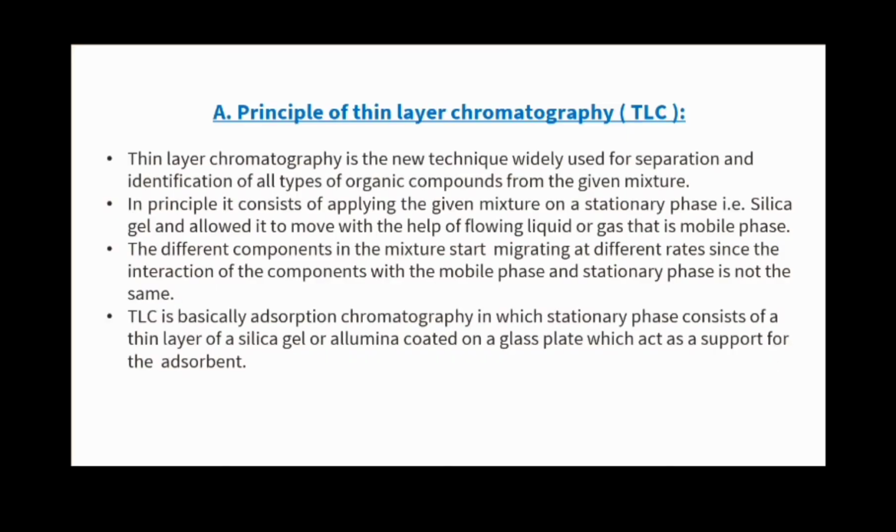Principle of thin layer chromatography. Thin layer chromatography is a technique widely used for separation and identification of all types of organic compounds from the given mixture. In principle, it consists of applying the given mixture on a stationary phase, that is silica gel, and allowing it to move with the help of flowing liquid or gas, that is mobile phase. The different components in the mixture start migrating at different rates since the interaction of the components with the mobile phase and stationary phase is not the same.